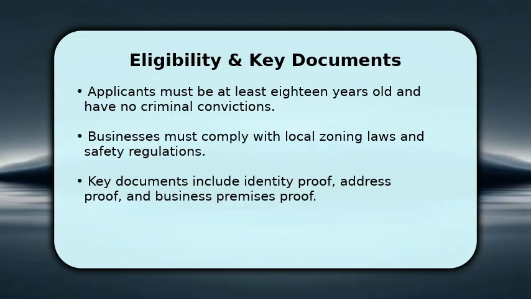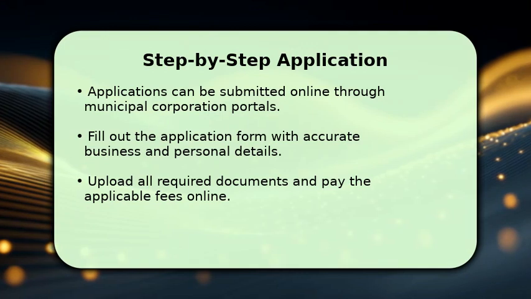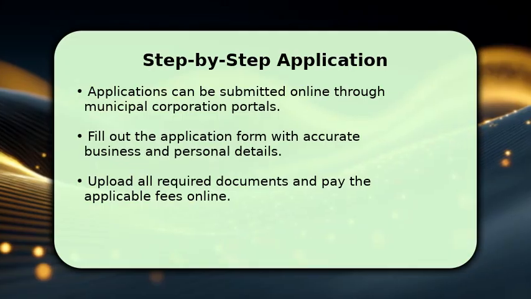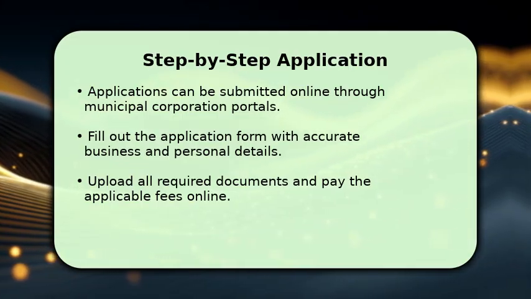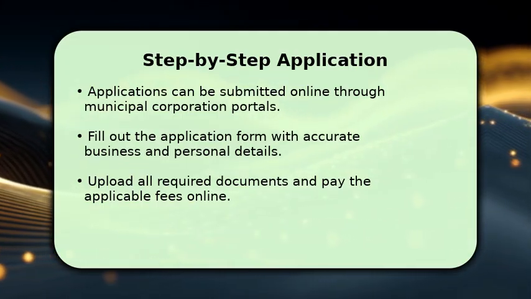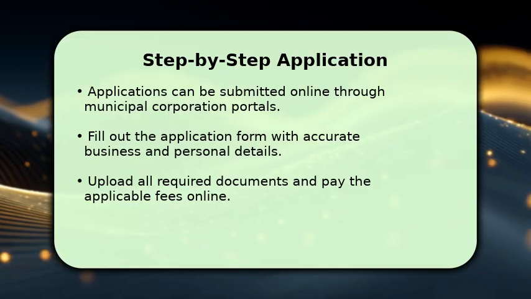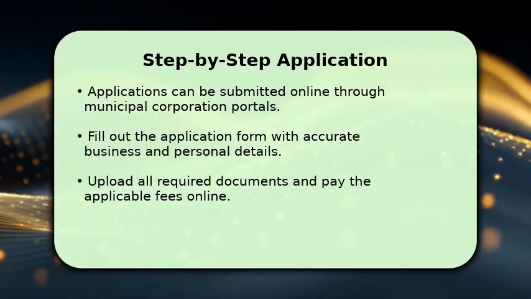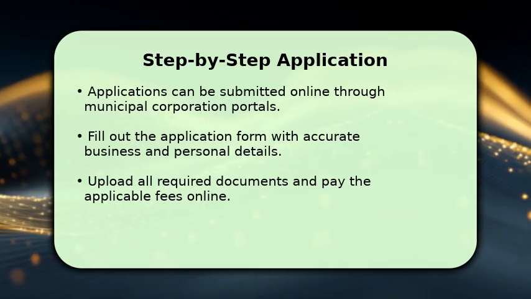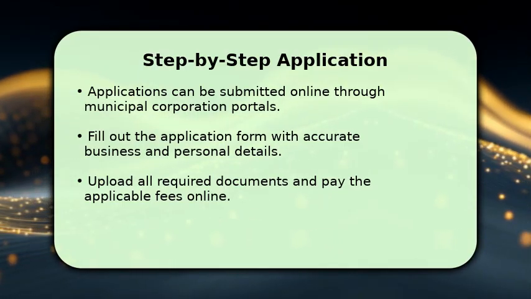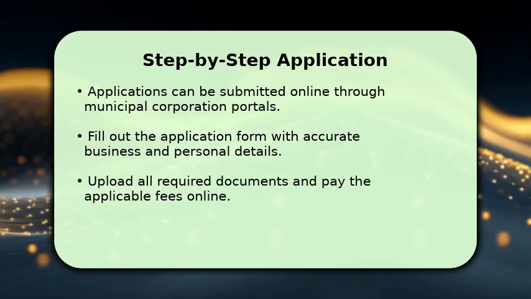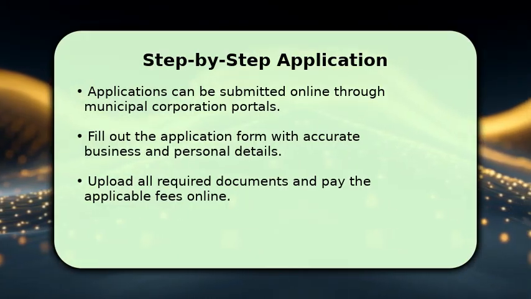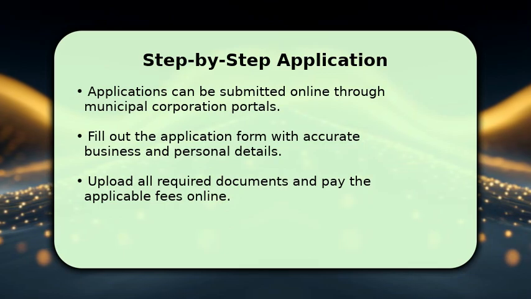might also be necessary. The application process for a trade license in Karnataka is straightforward. You can typically apply online through the official municipal corporation website, such as the BBMP portal for Bengaluru. You will need to accurately fill out the application form with your business and personal details, then upload all the necessary documents. After paying the applicable fees, which can range from 500 rupees to over 10,000 rupees depending on your business, your application will be submitted. An inspection of your premises might occur before final approval.